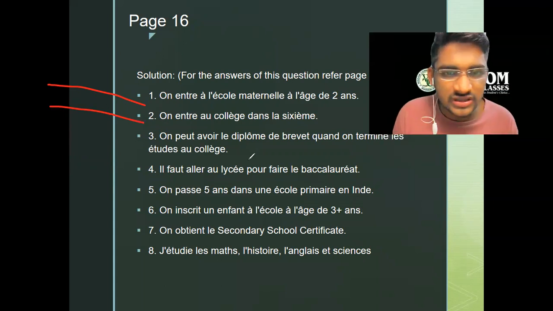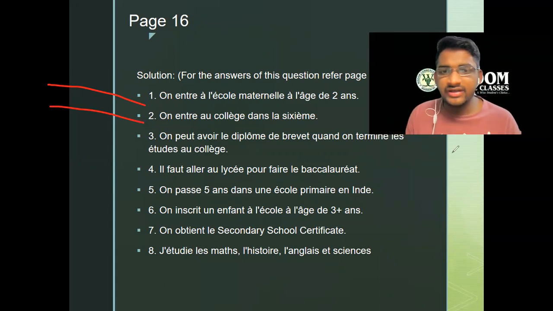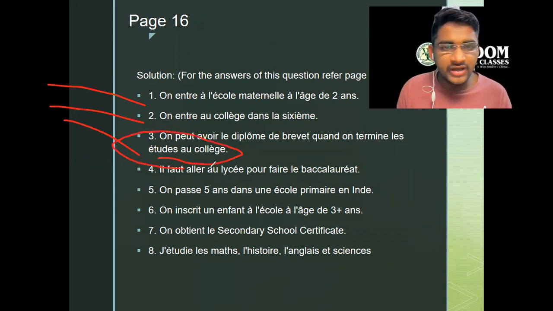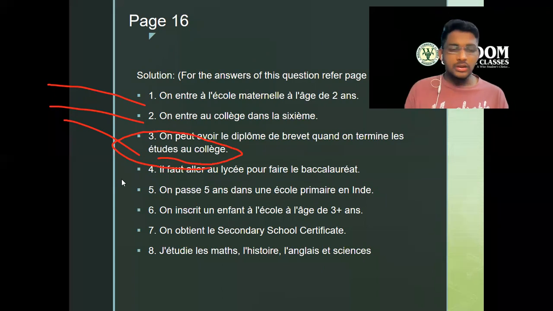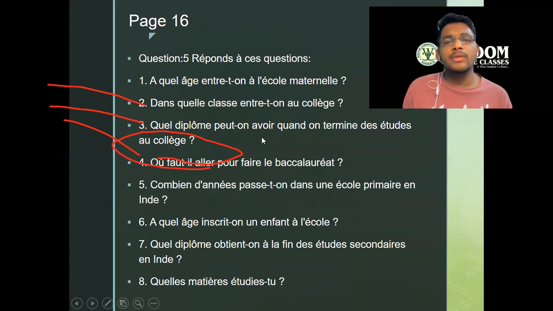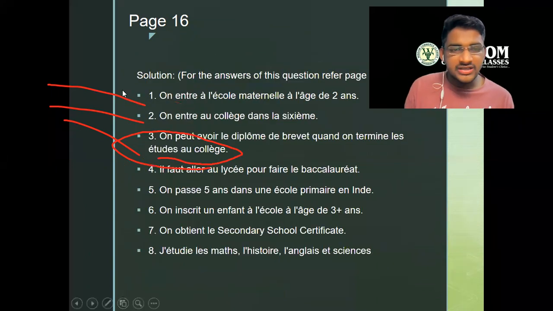Third answer we have is, one can have the diploma of brevet when one finishes the studies in college. So once you finish the studies in college, then you get your brevet. Third question was, which diploma does one get when you finish the studies in college. So when you complete college studies, you get brevet. Brevet is equivalent to the 10th standard.